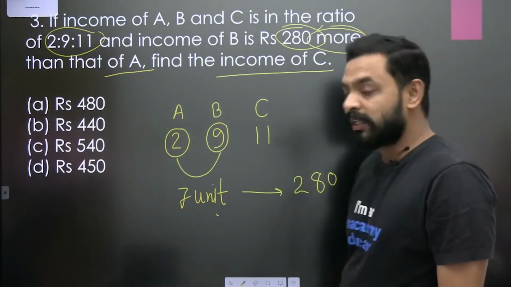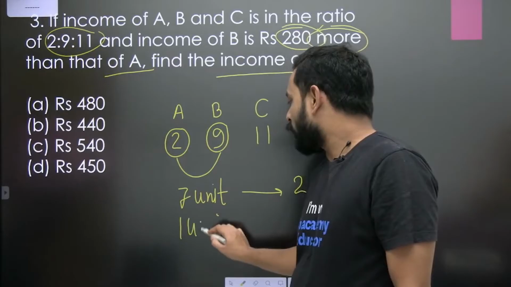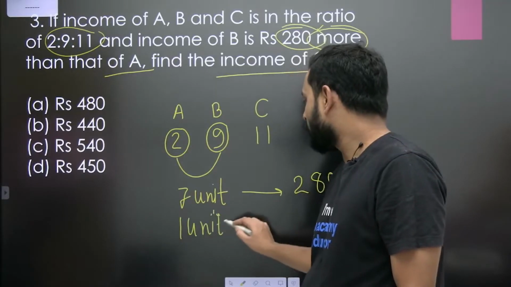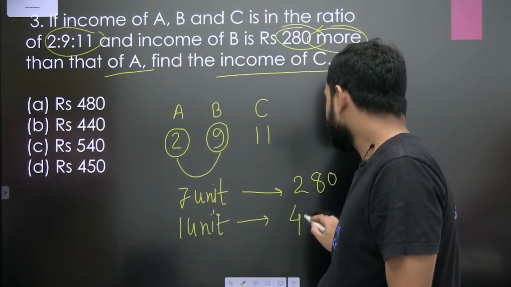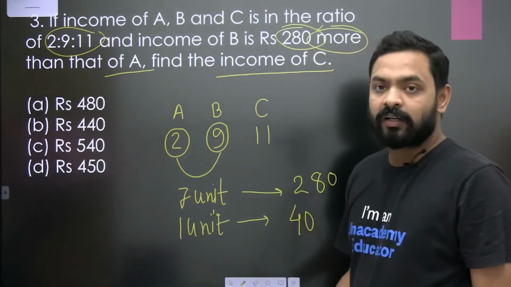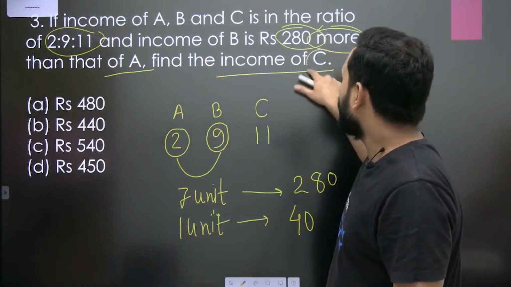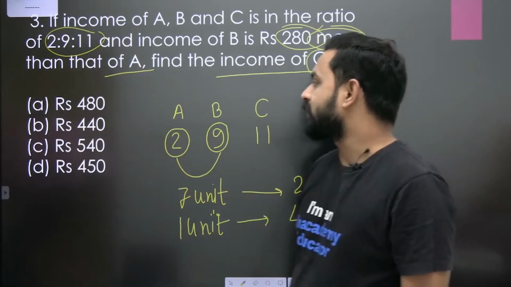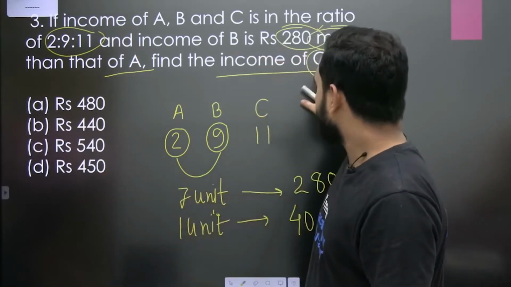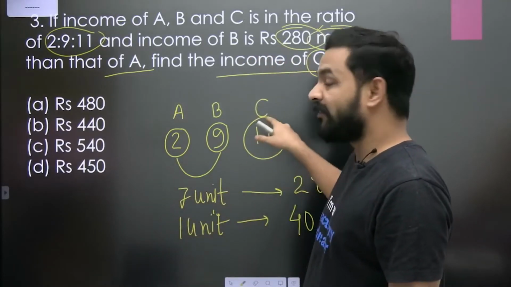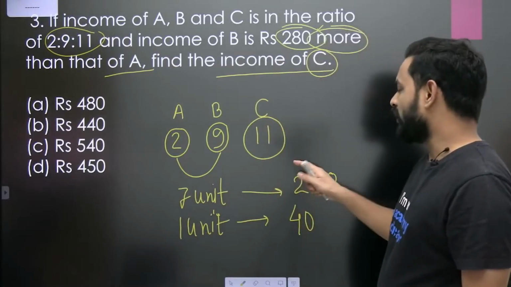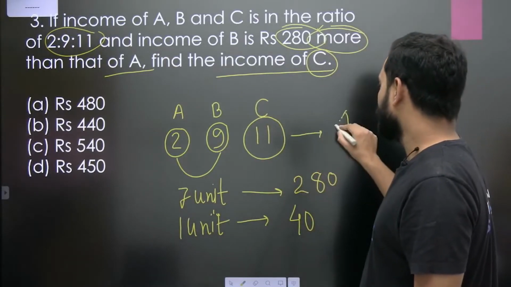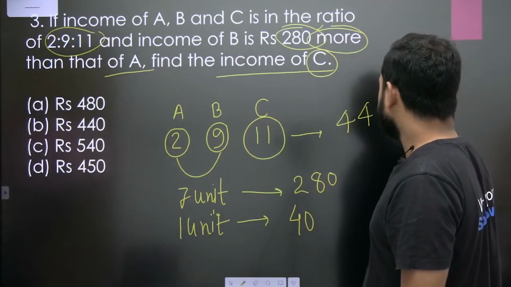Now 7 units is 280. Can you say what will be 1 unit? What will be the value of 1 unit? 40. 1 unit is 40. Now what will I have to find out? The income of C. What is the income of C? Income of C is 11 units. See, 1 unit is 40, so 11 units will be 440. So that's the answer.